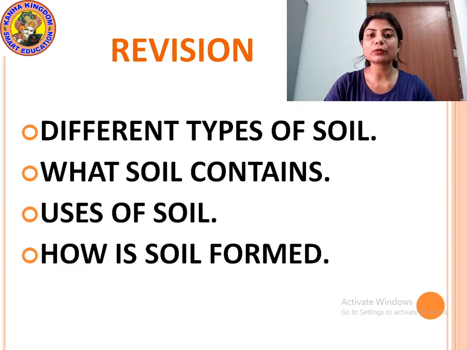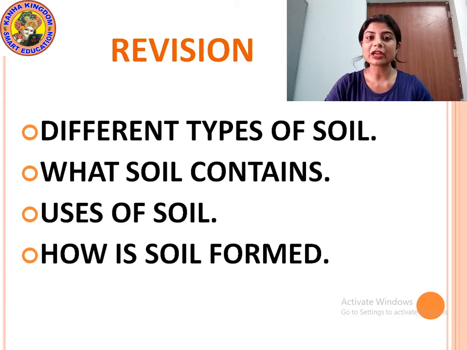Then what was humus? What is the meaning of humus? Humus was the dead remains of plants and animals. The remaining parts of the dead plants and animals are known as humus.